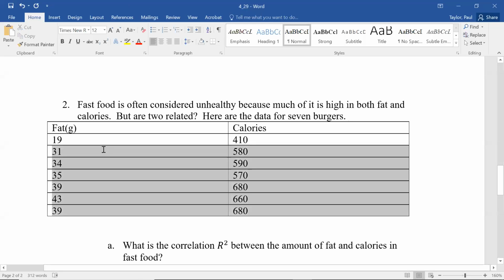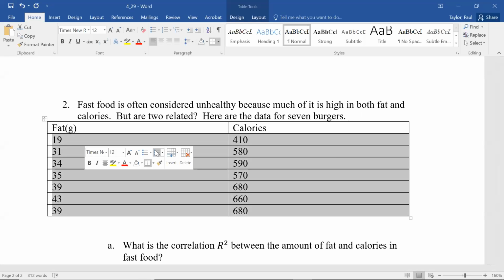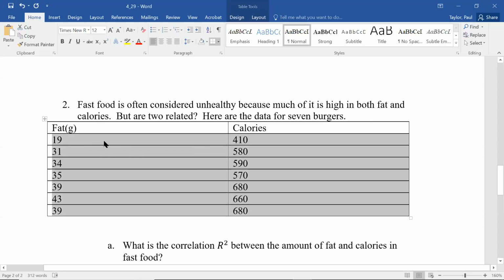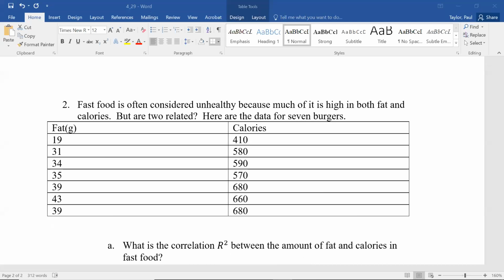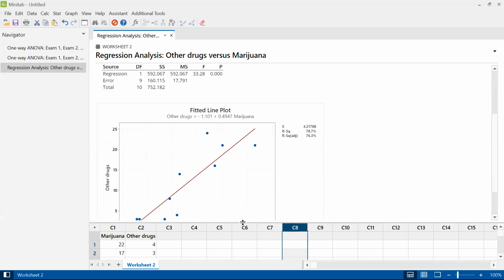So it makes sense that if something has more fat, it would have more calories. There's other things that contribute to calories other than fat, though. So let's use this data, see how it looks over in Minitab. So I'll bring this over to Minitab.